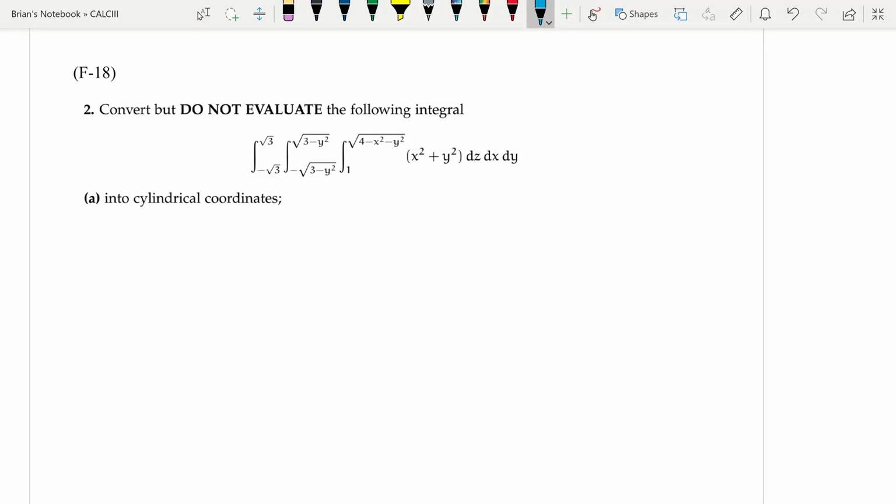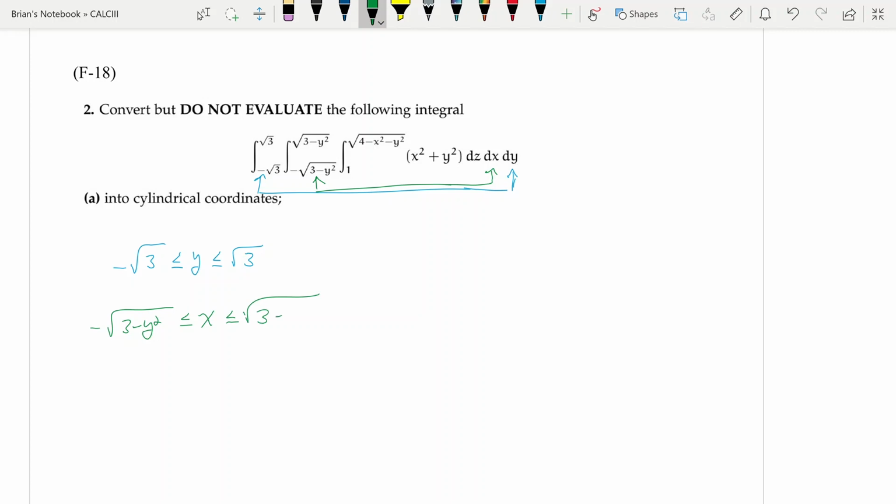I think the easiest way to draw the picture is to first write the inequalities. So this one matches the outside: negative square root of 3 is less than or equal to y, which is less than or equal to the square root of 3. Then let's look at the x. We'll have negative square root of 3 minus y squared is less than or equal to x, which is less than or equal to the square root of 3 minus y squared.